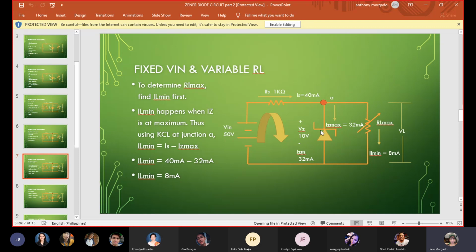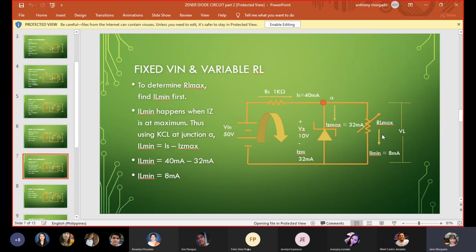Ito yung nasa specs. Ayan, parang PCM. 32 milliampere. So the input is 40 milliampere and most of the current already goes through Zener at 32 milliampere. Of course, ang dumaan na lang kay RL is 8 milliampere. Yun na lang yung natira. Okay? So, IL min is equal to 40 milliampere minus 32 milliampere is equal to 8 milliampere. So, that's the minimum load current flowing through RL. So, with IL min equal to 8 milliampere, anong kasunod? Paano natin malalaman si RL? Anong formula gagamitin natin?